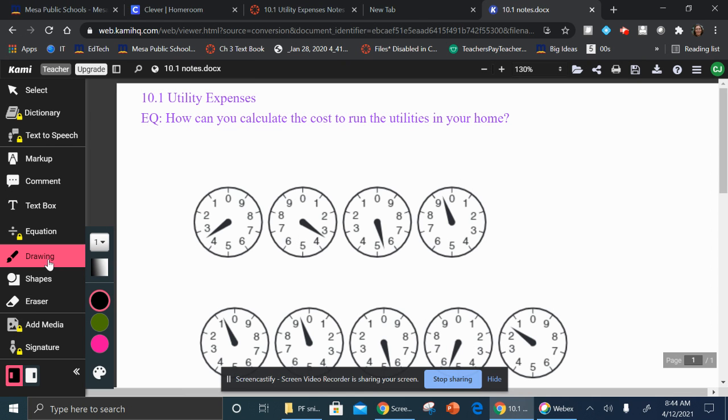Good morning. So we're going to go over 10.1, which is about utility expenses. And our essential question is, how can you calculate the cost to run the utilities in your home?